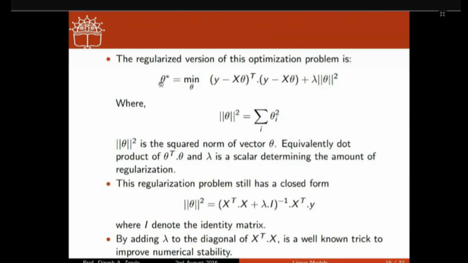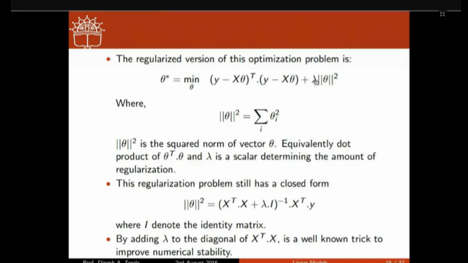So let us say that theta star is nothing but the minimum over theta of the least square method plus lambda times theta square, where this theta square is nothing but the squared norm of vector theta. This is the sum of the square terms of vector theta, so you can say the sum of theta i square. It is actually equal to the dot product of theta transpose into theta.